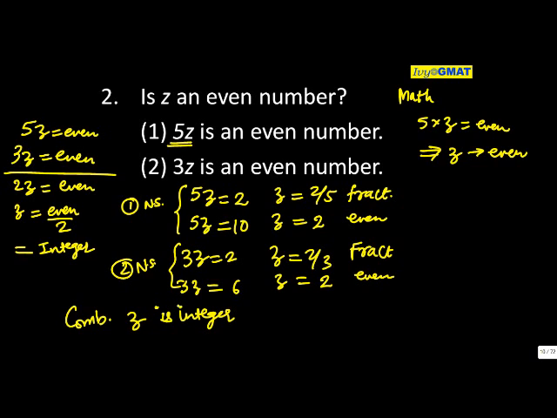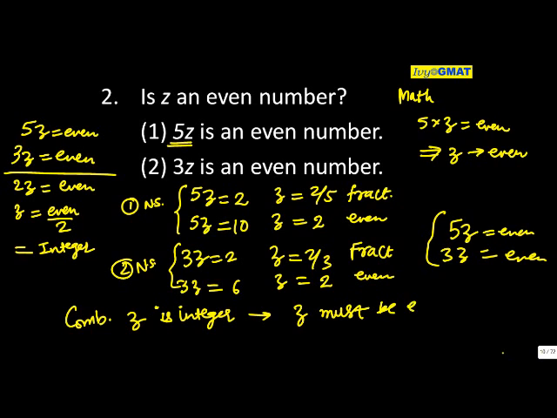If Z is an integer, which integer will it be? Even or odd? Think about it. Which integer can it be? Even or odd? Because I have to satisfy 5 into something is even and 3 into something is even. This has to be satisfied. So if Z is an integer, which integer? Even or odd? 5 into odd will never give me an even number. 3 into odd will never give me an even number. So what do I get from here? If Z is an integer, Z must be even. So by combining, I am absolutely sure that Z is even, and my answer for this is C.